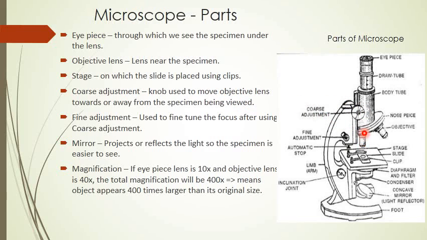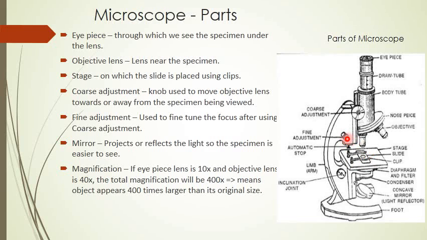The objective lens moves near to the object or away from the object. Sometimes when it is far, the specimen is observed more clearly, or when it is moved towards, we get a clear specimen view. So this moves towards or away from the specimen being viewed.